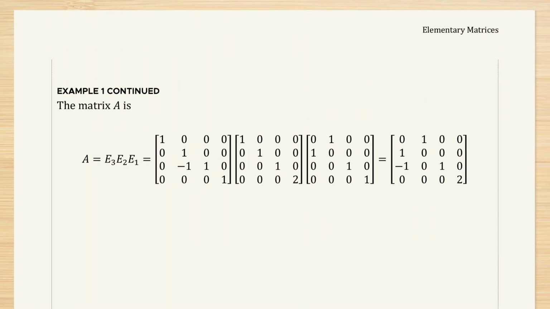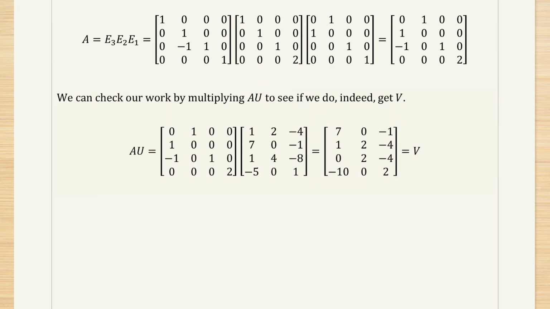To get matrix A, multiply together the elementary matrices in the order that we did them: E1, E2, E3 going toward the left. We can check our work by multiplying together A and U, and seeing that we do in fact get V.